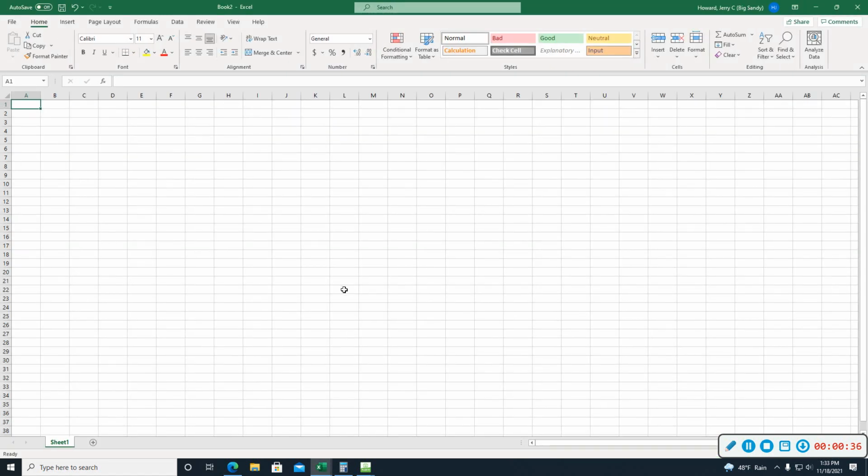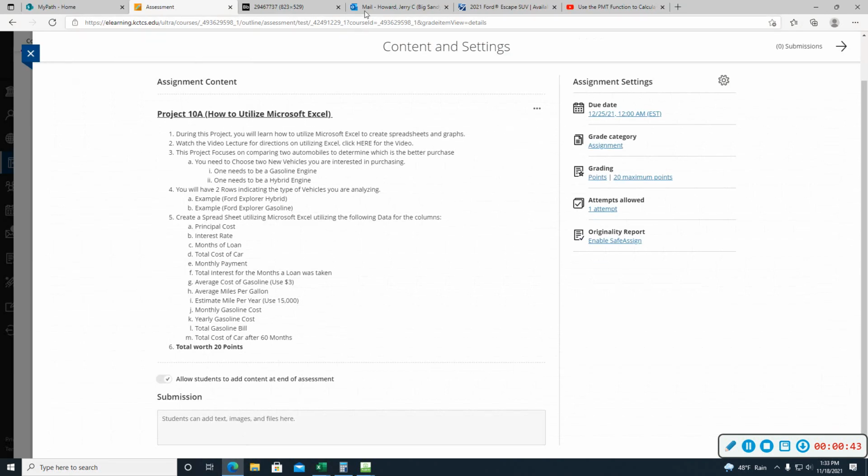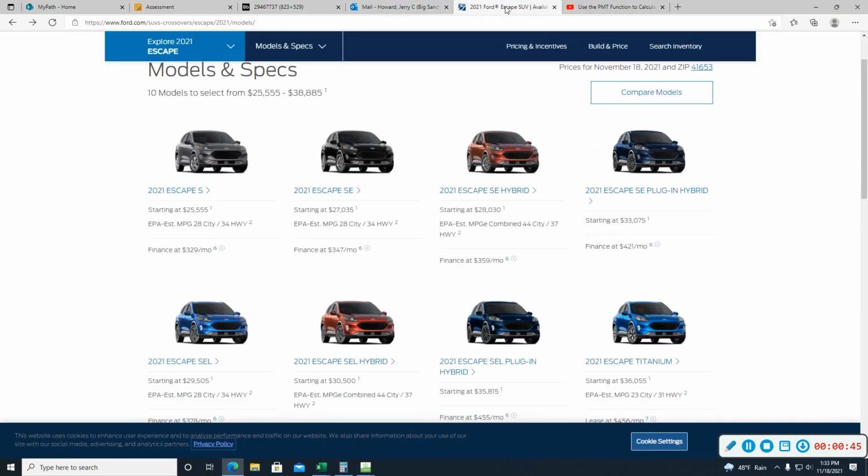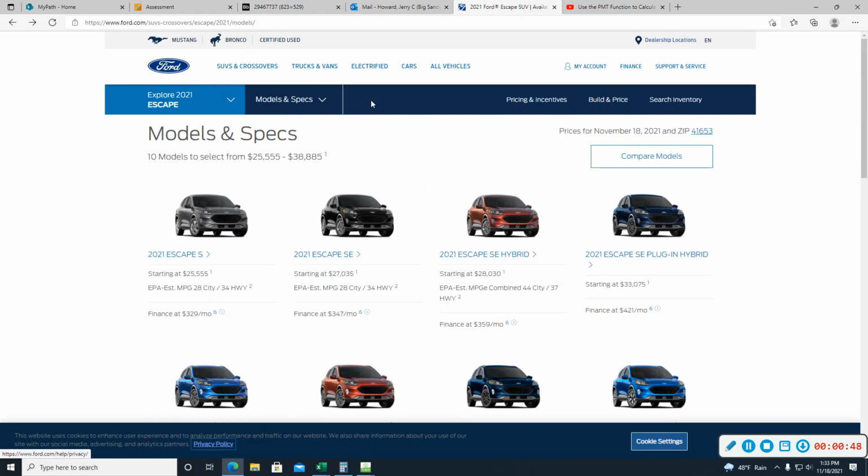So the first thing I want to do is go into Microsoft Excel and open this up, and I want to find myself two vehicles. I want one vehicle that's gasoline, one that is a hybrid. So I want to jump in here and take a look around. It doesn't matter. You can have two different vehicles altogether, or you can have two that are exactly the same, one gasoline, one hybrid. And I got looking in here, and I found two right here. These Ford Escapes, one's an SE, one's an SE hybrid, and they're exactly the same. One's just a hybrid engine, one's not.